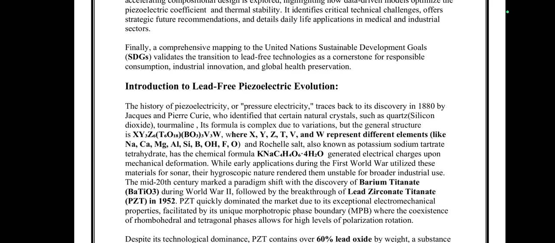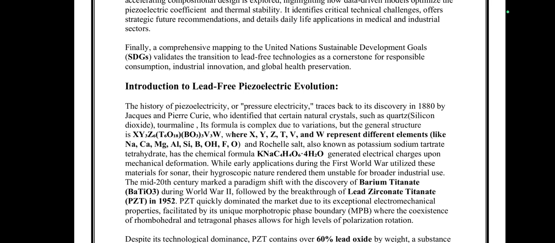If we talk about the history of piezoelectric materials, then the history of piezoelectricity, or pressure electricity, traces back to its discovery in 1880 by Jacques and Pierre Curie, who identified that certain natural crystals such as quartz, silicon dioxide, and tourmaline, a natural crystal, generated electric charge. Tourmaline's formula is complex due to variations, but the general structure is XY3Z6T6O18(BO3)3V3W, where X, Y, Z, T, V, and W represent different elements like sodium, calcium, magnesium, aluminium, silicon, boron, hydroxyl, fluorine, and oxygen.